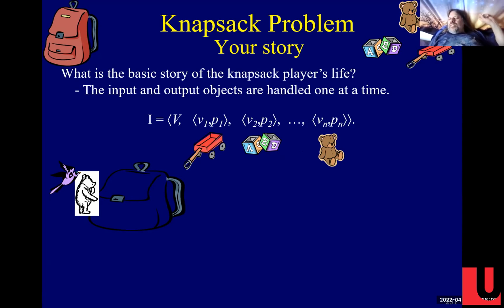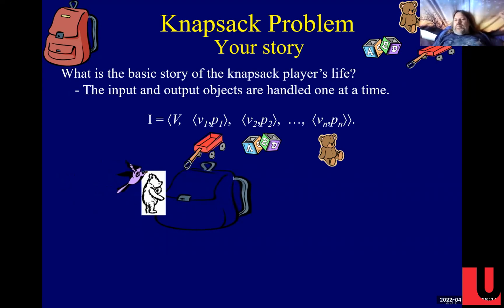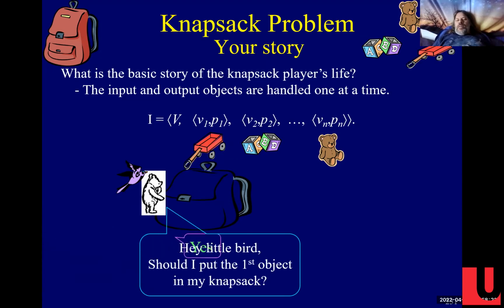As long as it's just a little bit of a hint, then how would you solve it? Well, you would go through the objects one at a time. And when you get to this object, you would say, do I take it? Do I not take it? And the little bird will tell you whether to take it or not.